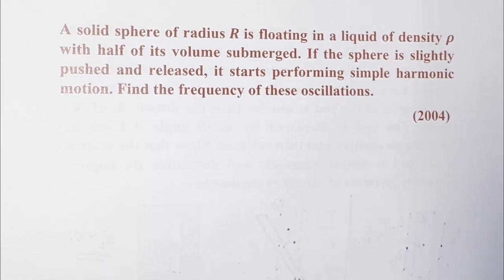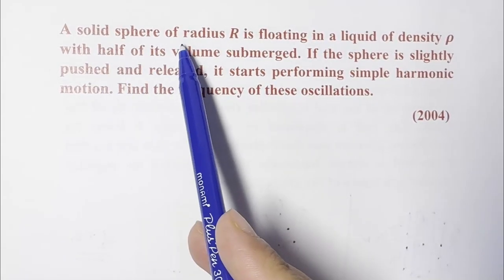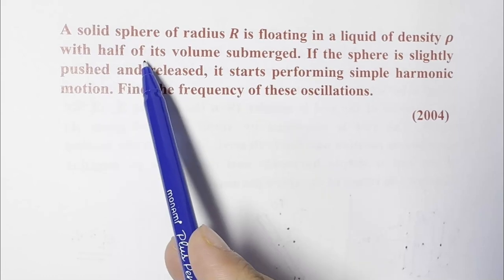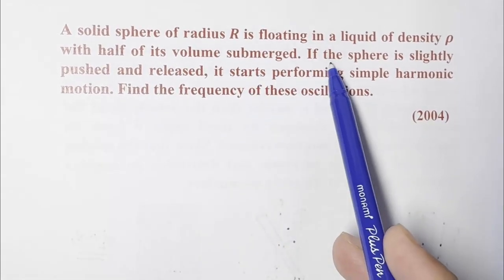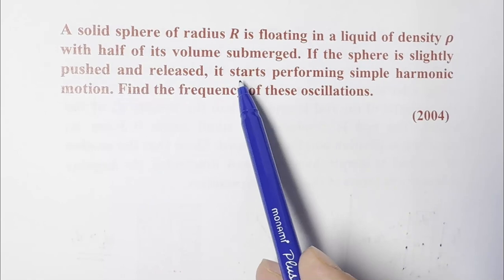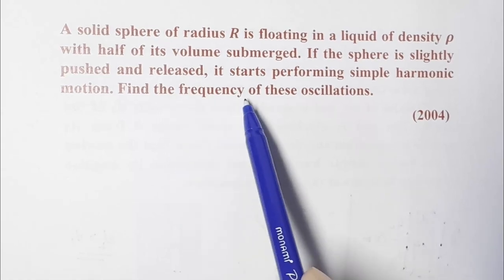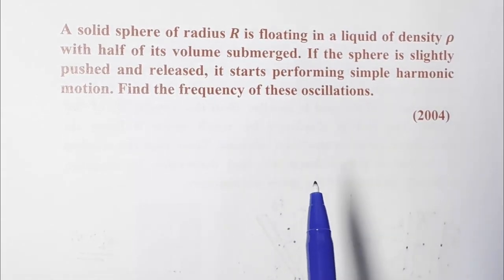Hello friends, today's question. A solid sphere of radius r is floating in a liquid of density ρ with half of its volume submerged. If the sphere is slightly pushed and released, it starts performing simple harmonic motion. Find the frequency of these oscillations.